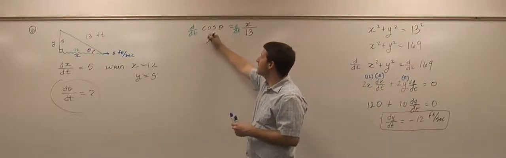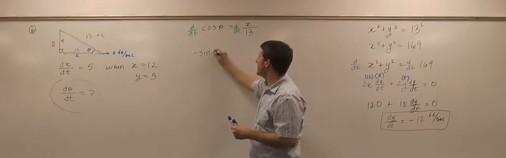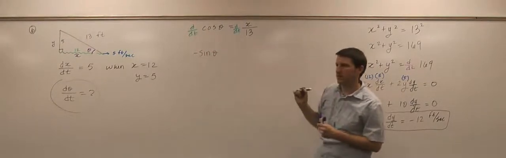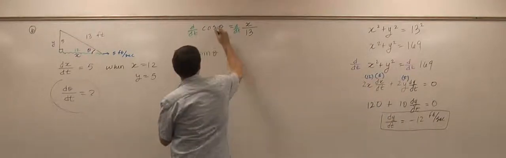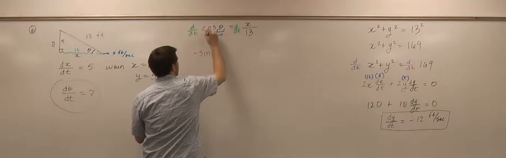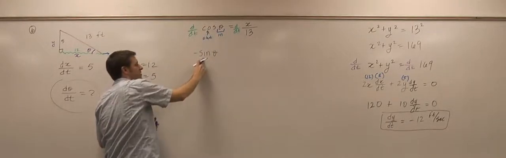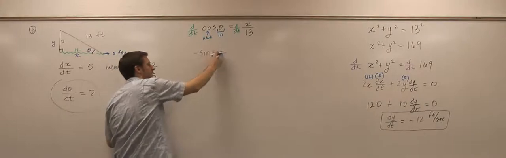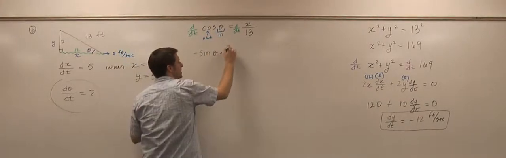Derivative of cosine is negative sine, keep the inside the same, what pops out? d theta/dt, right? Because this is the inside function. This is the outside function. So the chain rule says do the derivative of the outside, which is negative sine theta, times the derivative of the inside. The derivative of theta is d theta/dt.